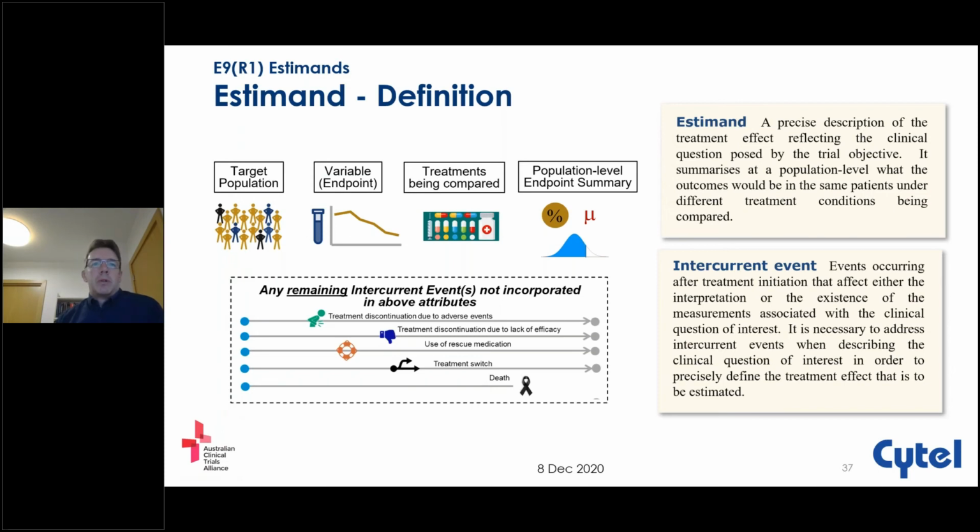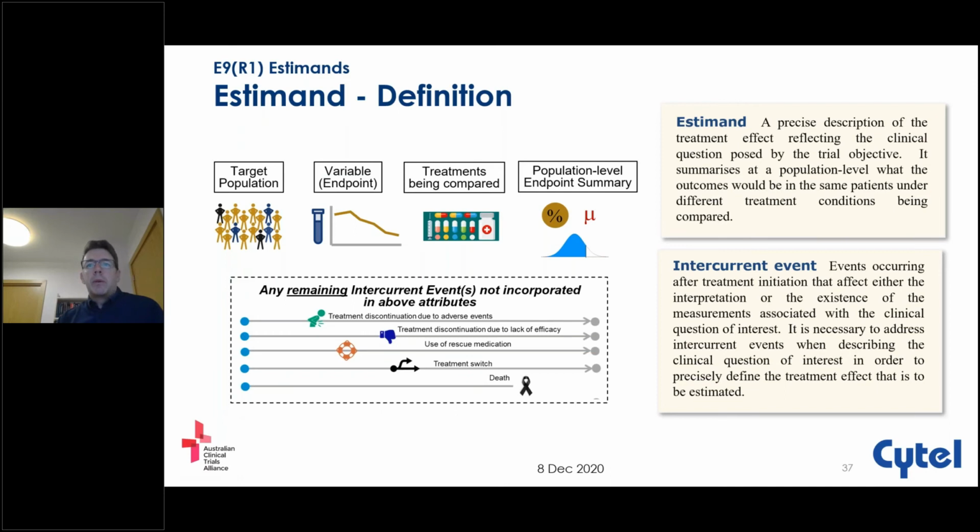Treatment discontinuation due to lack of efficacy is a different thing. Use of rescue medication. Treatment switching, and sometimes death is an intercurrent event. If a patient dies before reaching the end of the trial, and if that's not an endpoint, it can become an intercurrent event. And again, it's how do you deal with that? And so the grouping of these 5 things together is the estimand. And that's what the definition is, the pre-definition of all of those things.